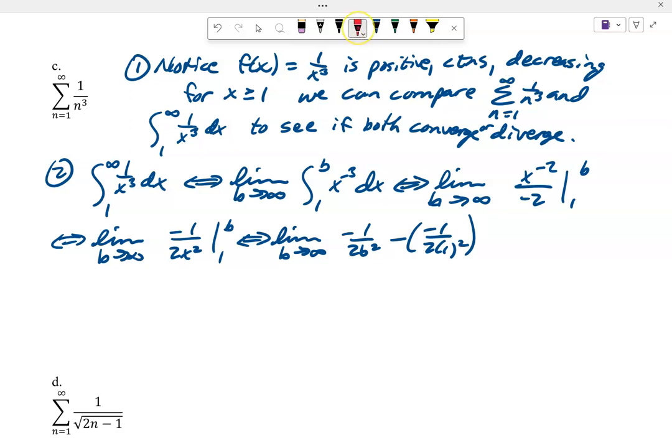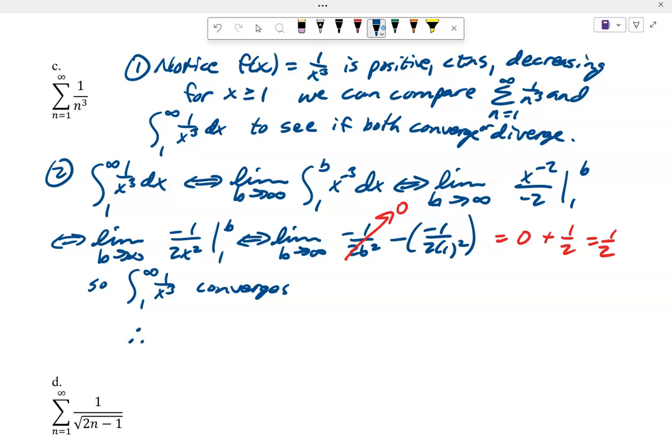Looks like when this goes to infinity, this is going to go to 0. And so we end up with 0 plus a half. So we end up with a half. And so the integral from 1 to infinity of 1 over x to the third converges. Therefore, by the integral test, the series converges as well.